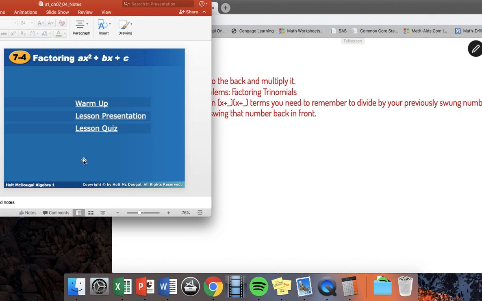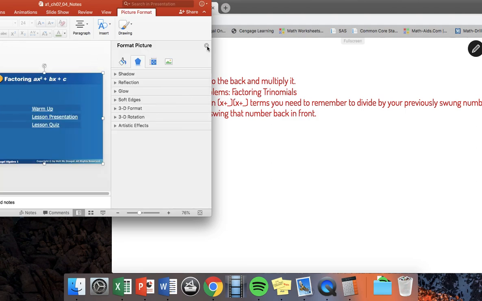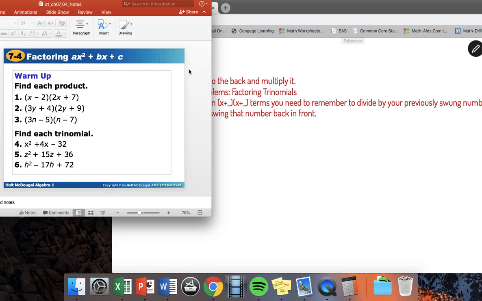Alright, so what we're going to be doing today is we're learning a new section. We are learning how to factor another trinomial, but in this case our trinomial has a number in front. I'm going to show you an example of this.